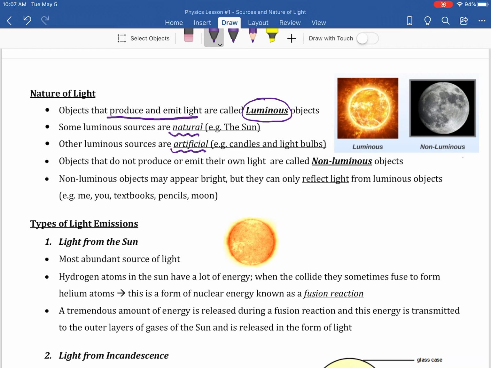Now, there's also objects that don't make their own light and they don't emit their own light. And since they're directly opposite to luminous objects, we call them non-luminous objects. So I don't give off my own light. I can reflect light, but I don't give off my own light. So we are not luminous. The moon is not luminous. The moon, as you probably know, reflects the sun's light, and that's why we can see it.